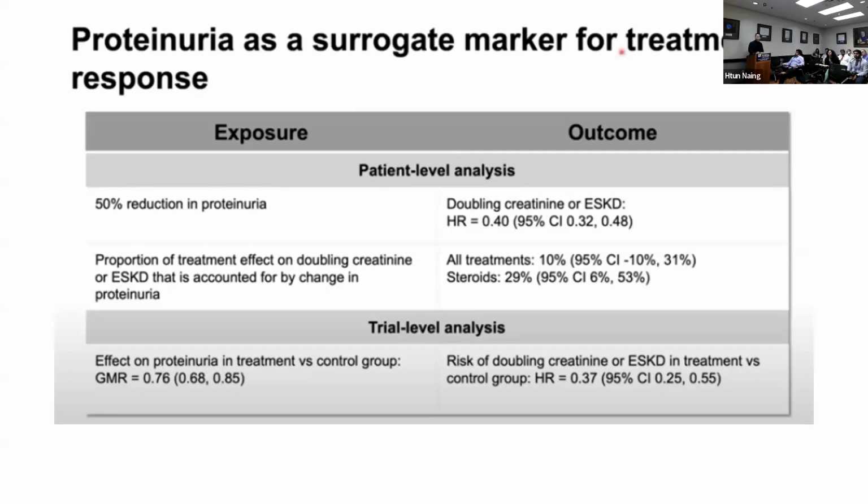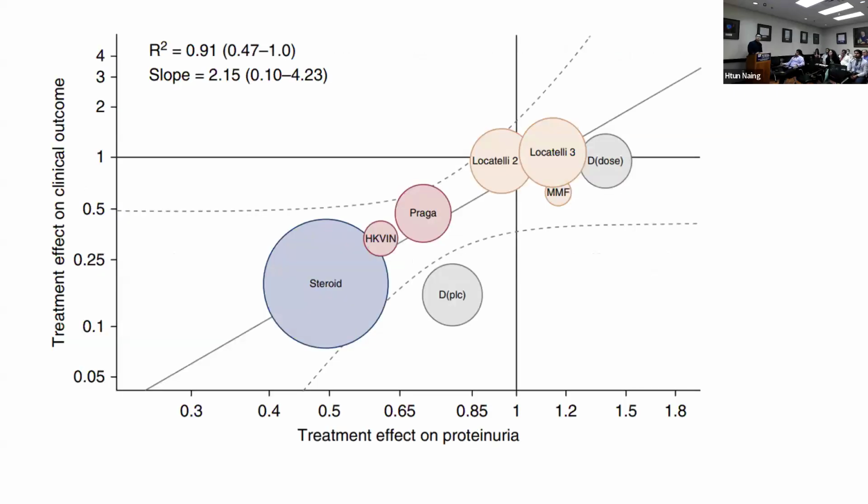And then the trial-level analysis also shows the effect of proteinuria compared with the control group, with a hazard ratio of about 0.37. So treating proteinuria is good for the outcome of IgA nephropathy. But how long do you want to keep this proteinuria under control? As much as we can, but sometimes we don't know. So this shows the effect of proteinuria on the treatment outcome.